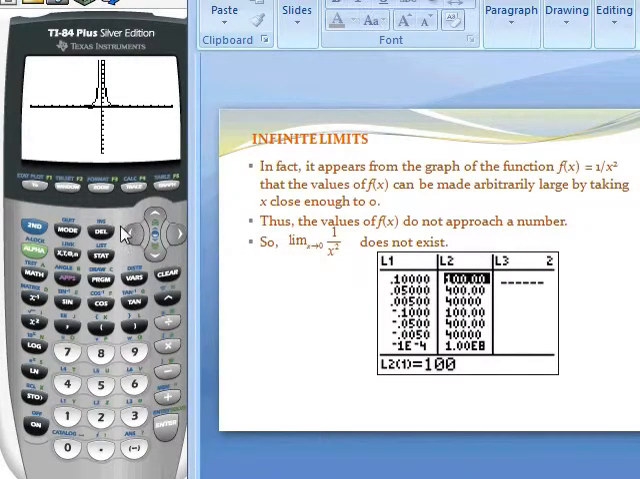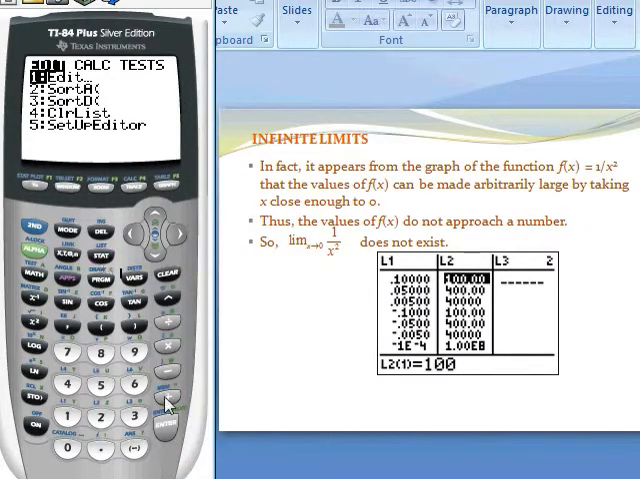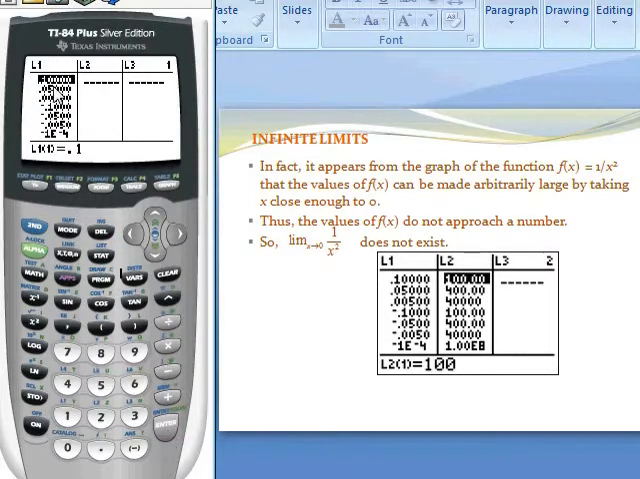Alright, so let's use the stat edit feature. I went ahead and entered 0.1, 0.05, so I'm getting close to 0 from the right. I will also do getting close to 0 from the left, and I entered those values in here. Now I want to enter 1 over x squared in L2, so push enter. 1 over L1 squared, here we go, and you square it. Let's push enter.